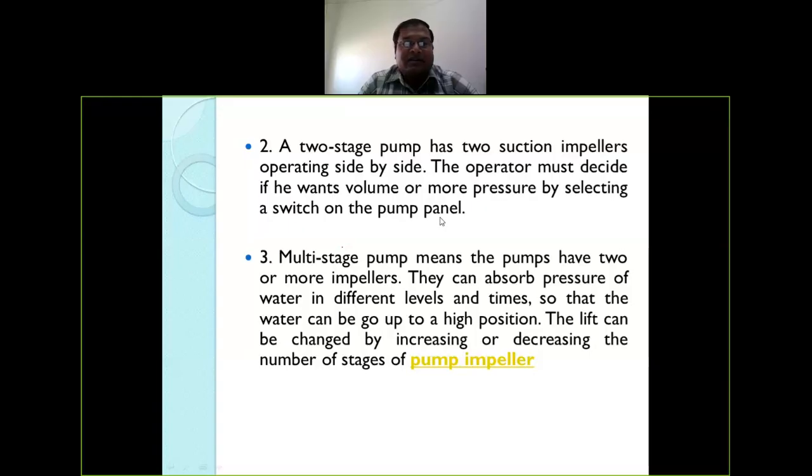Okay. Then multi-stage pump. Multi-stage pump means the pump has two or more impellers and they can absorb pressure of water in different levels and time so that the water can go up to a high position. And the lift can be changed by increasing or decreasing the number of stages of pump impeller. Okay, so this is the meaning of single stage, two stage and multi-stage pump.